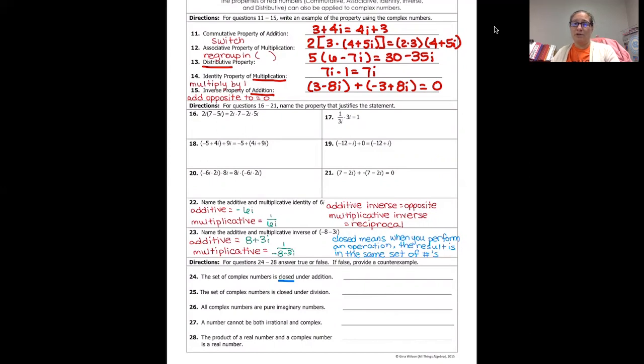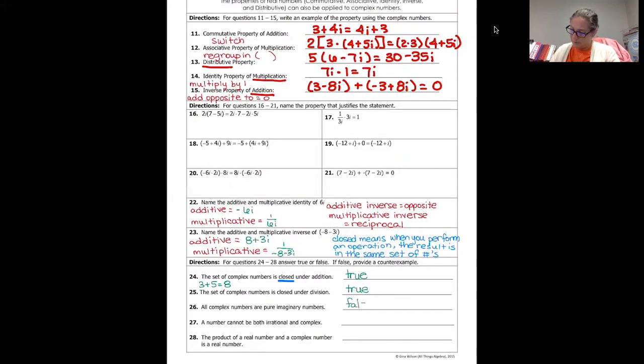The word closed means when you perform an operation, the result is in the same set of numbers. So the set of complex numbers is closed under addition. That is a true statement. And what that looks like is if I have 3 plus 5, that equals 8. Those are all integers. Those are all natural numbers. They stay natural numbers. They stay integers. They stay rational. They stay real. If you are adding complex numbers, they stay complex. The set of complex numbers is closed under division. That is also true. If you divide imaginary numbers, you're going to end up with a complex number.